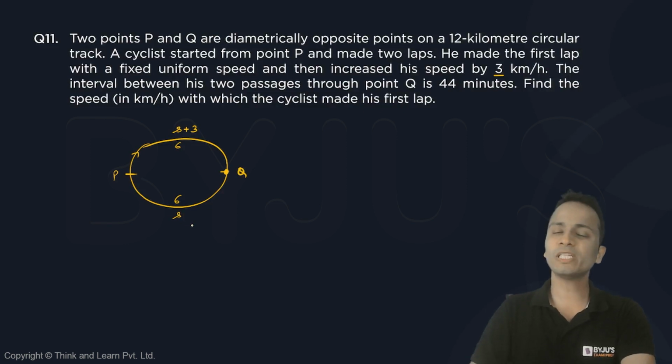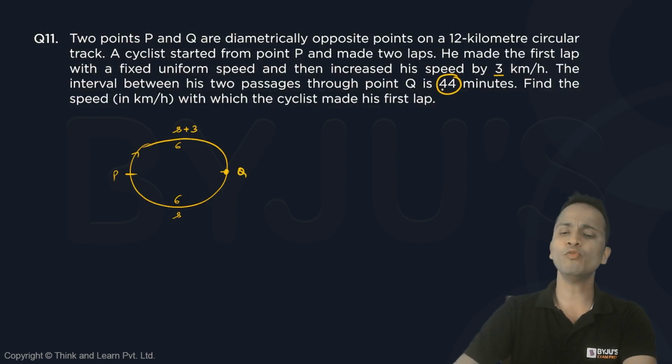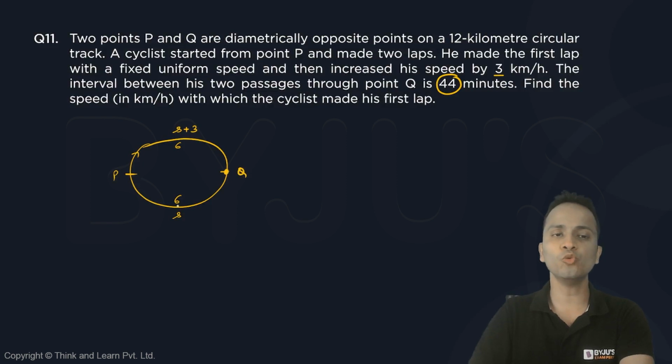Now using this, we can make an equation for the time taken and equate it to 44 minutes. For the first 6 km after the person has crossed Q, the speed was s. Then for the next half of the circular track, the speed will be s plus 3. So the sum of the time taken will be 44 minutes.